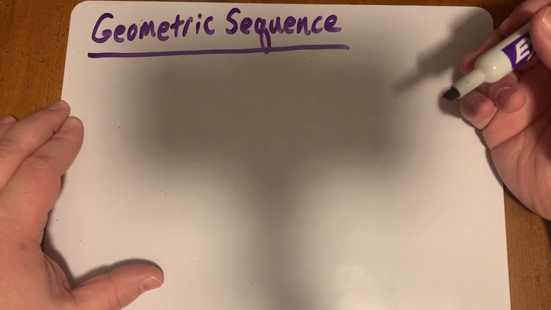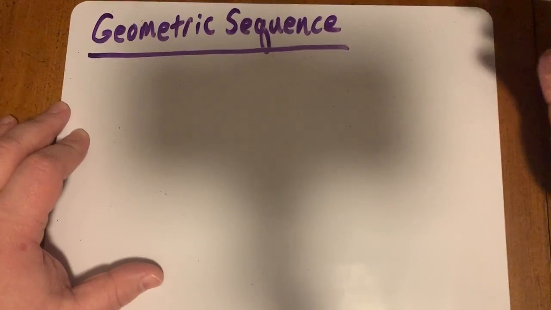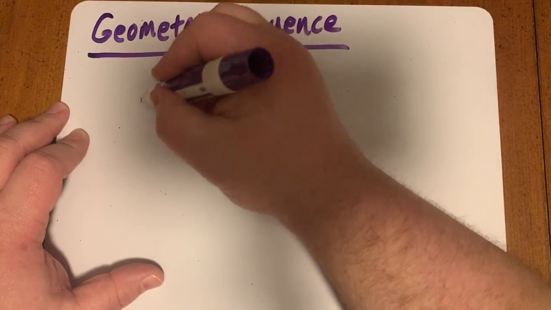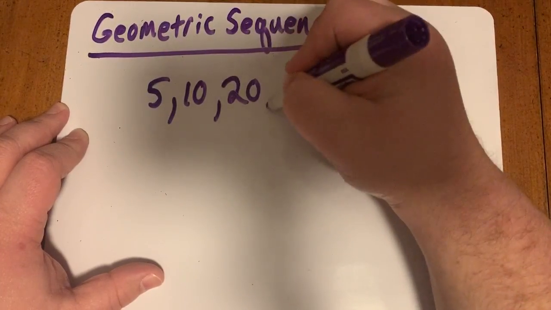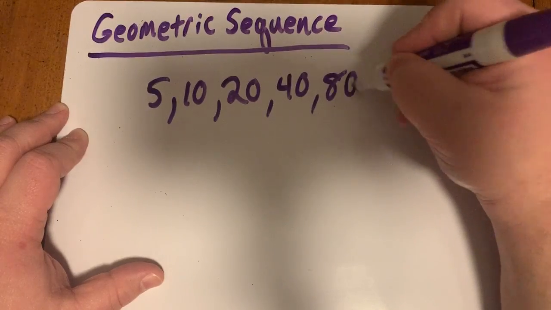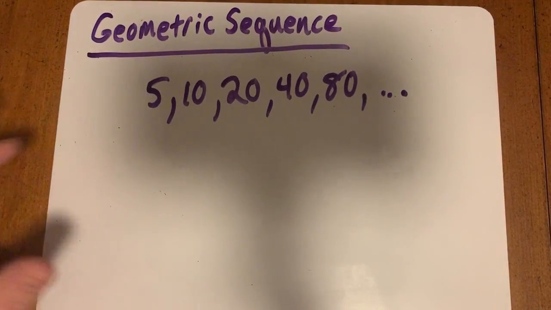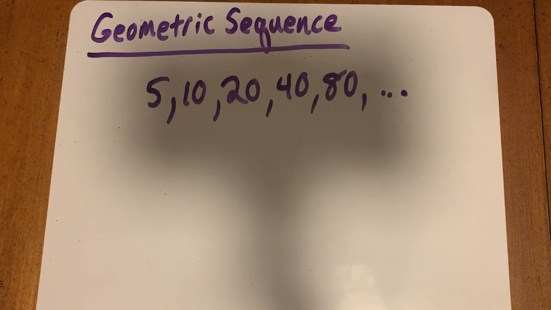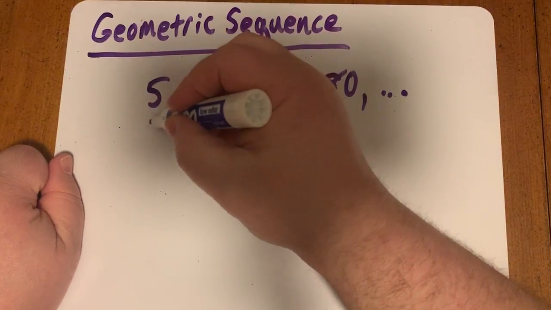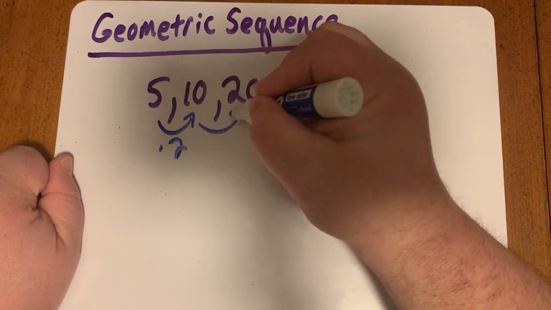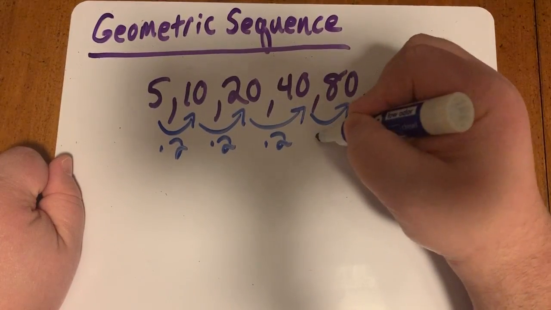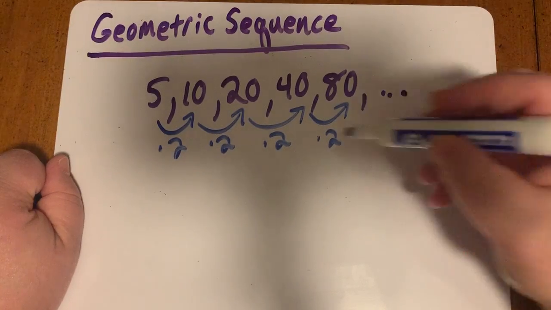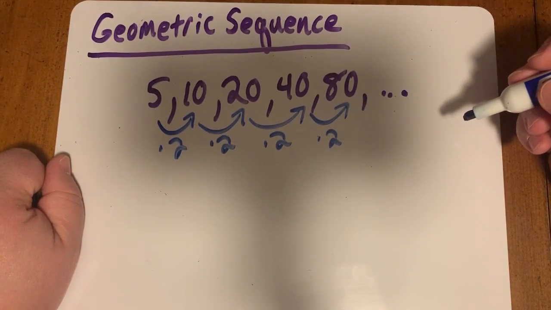Instead of adding something to get the next term, you are multiplying by something to get the next term. So let's say it was 5, 10, 20, 40, 80, ... On this one, to get from 5 to 10, you multiply by 2. To get from 10 to 20, you multiply by 2. To get from 20 to 40, times 2, and 40 to 80, times 2. So you're multiplying by the same thing every time.